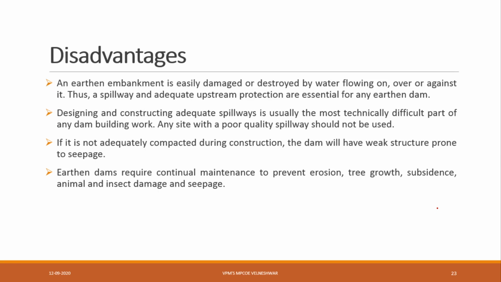An earthen embankment is easily damaged or destroyed by water flowing over or against it. Generally, what will happen here? Already I have said the disadvantages, but as per the topic I am saying once again. Generally an earthen embankment is easily damaged or destroyed. For suppose in the rainy season, when rains are heavy, immediately the soil will absorb the water, and due to this continuous flow the dam will fail or be damaged. Okay, thus a spillway or adequate upstream protection is essential for any earthen dam.